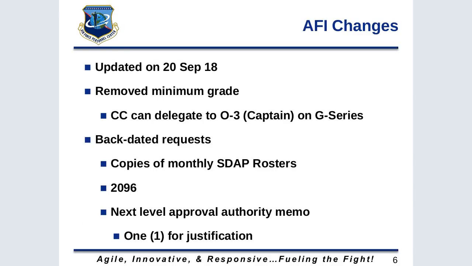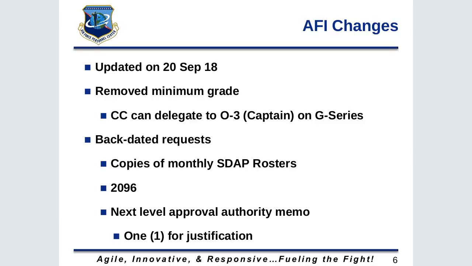AFI 36-3017 was updated on 20 September 2018 with a number of revisions. The minimum grade requirement has been removed. Unit commanders may now delegate the authority to no lower than an O3 captain or above who is on G series orders. Flight commanders are not authorized to approve SDAP unless they meet this criteria.